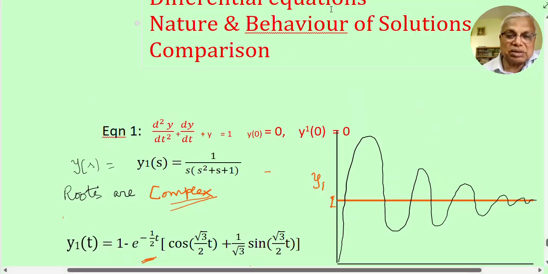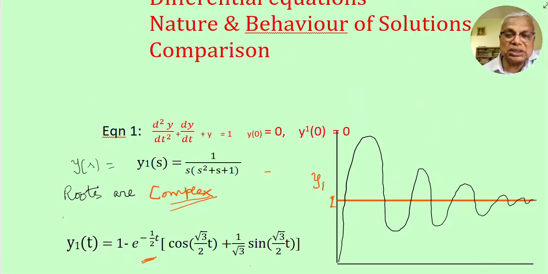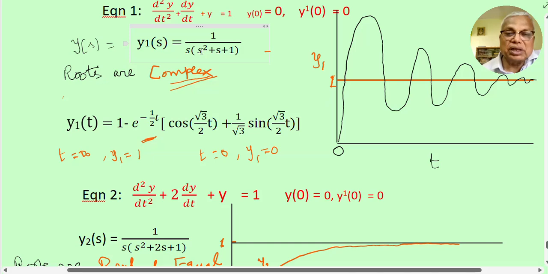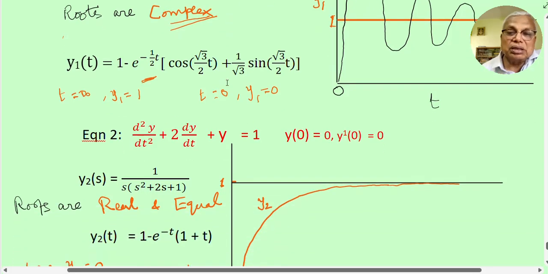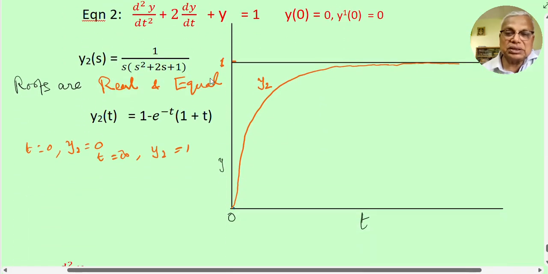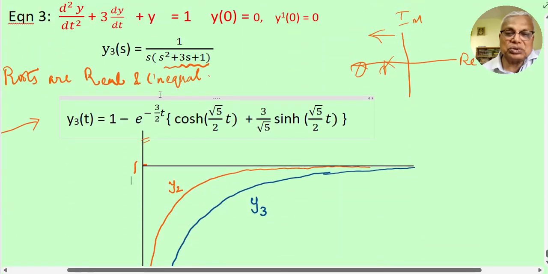So let me summarize. All three differential equations look almost similar. The initial conditions are the same. The only difference is the coefficient of the first derivative dy by dt. In all three cases, you get a quadratic term in the denominator, and also s. Right now, we will leave out s. Let's see the significance of the quadratic term. In all three cases, the roots have negative real parts or are negative real numbers. In one case, the roots are complex. In the other case, the roots are real and equal. In the third case, the roots are real and unequal.